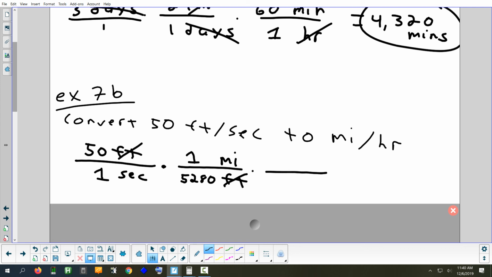So next, we got to get seconds to hours. So Nikara, what's my next step up from a second? That's bigger. Minutes. So would minutes go in the top or in the bottom?